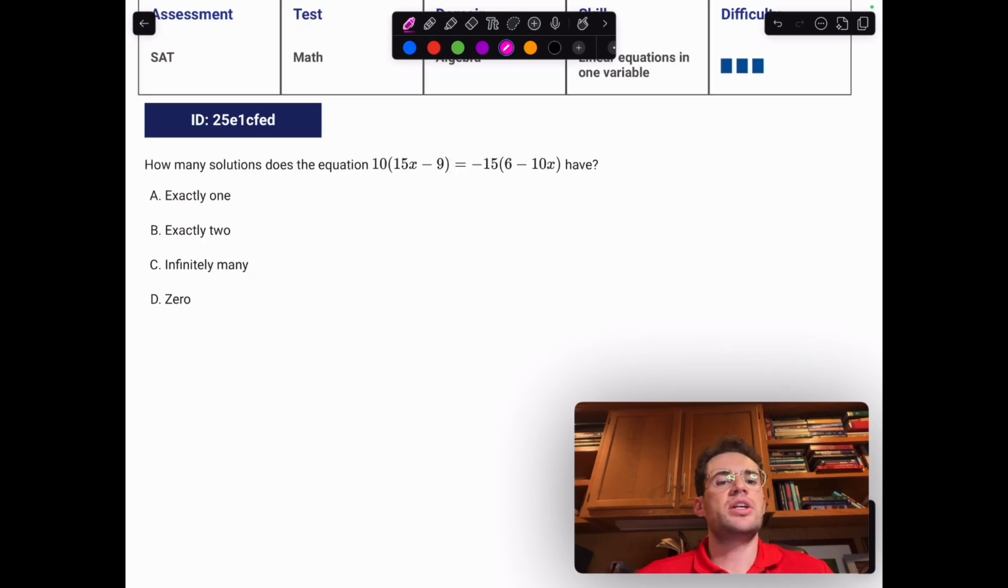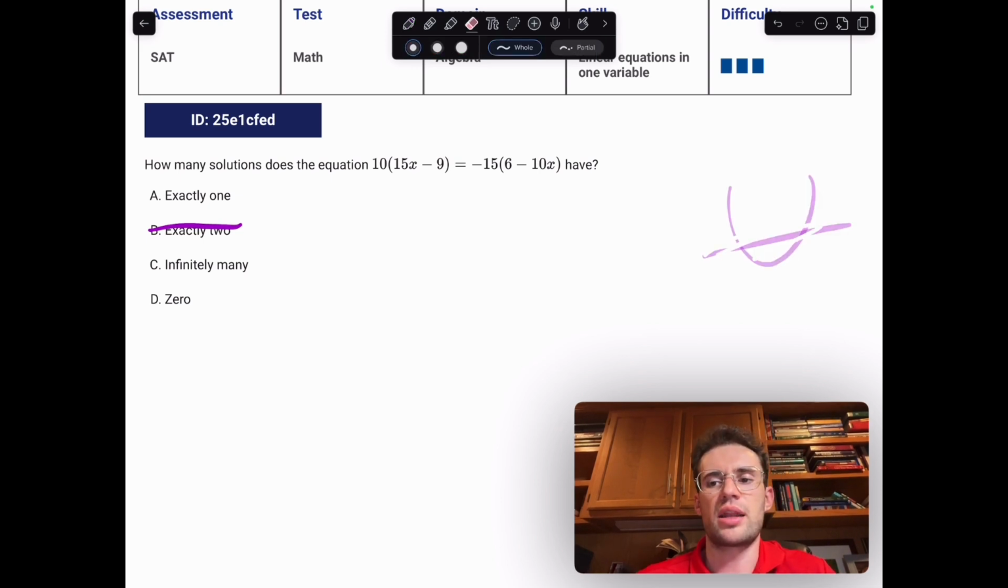Find it that way. How many solutions does the equation 10 times the quantity 15x minus 9 equals negative 15 times the quantity 6 minus 10x have? This is going to be one where it's either infinite, 0, or 1. There's no way to do exactly 2 for a 1 variable linear equation, or a linear equation in general. If it was like a line and a parabola or something like that, then they could have 2.